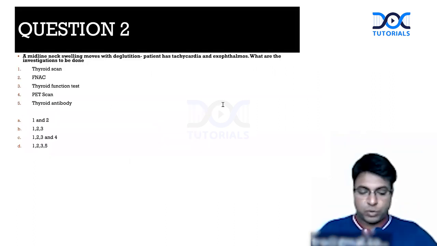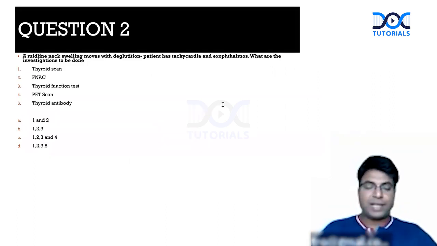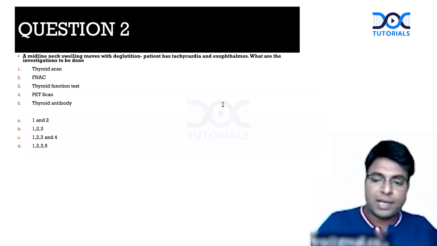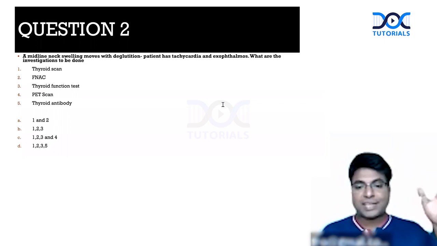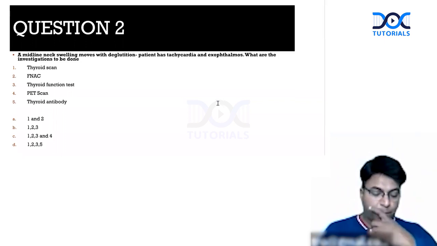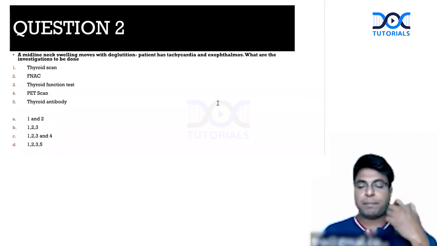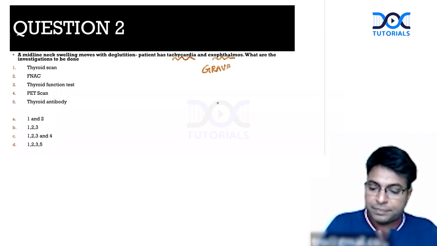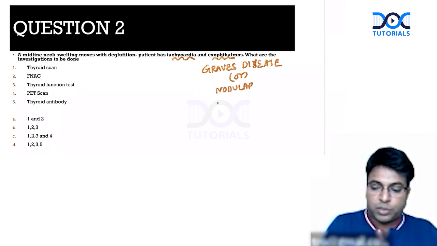So now the next question. Midline neck swelling. So these are all typical. You can see the recent pattern of questions is more and more clinically oriented. They're not asking any facts which you have to mug up. So a midline neck swelling that moves with deglutition. The patient has tachycardia and exophthalmos. So this can be a case of Graves' disease, or it can be a case of nodular goiter with toxicosis. So these are the two diagnoses you are now coming up with.